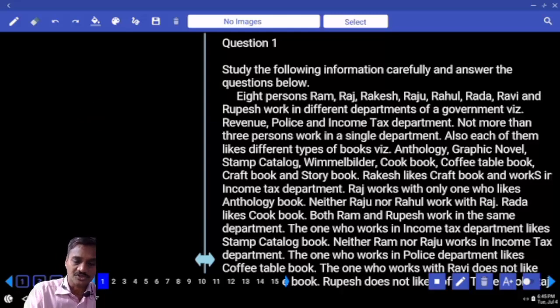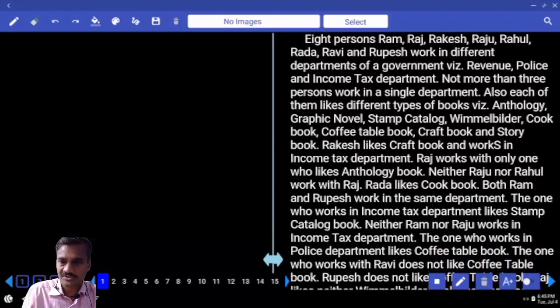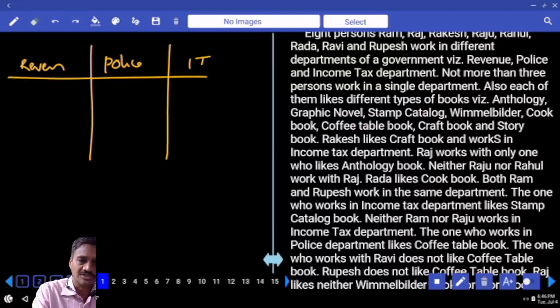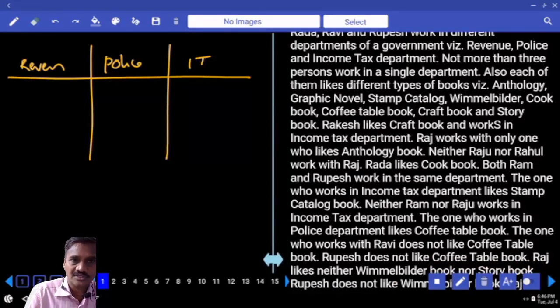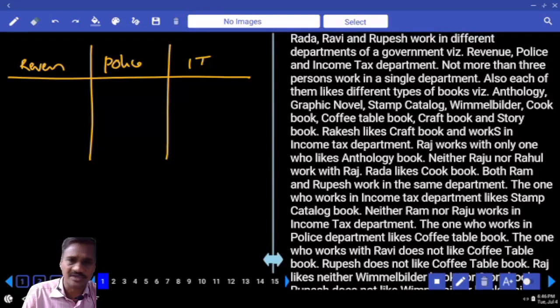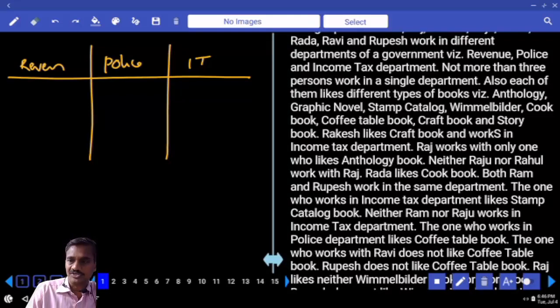Okay. Here there are 8 persons working in 3 different departments. What are those 3 departments? Revenue, police and IT. These 8 persons are working in these three departments. Not more than 3 persons work in a single department. That means not more than 3. What is the possibility we have? 3, 3 and at least 2 persons in the other. If you have 1 person in any one, then in another it must be 4. Not possible. Hence 3, 3, 2 is the possible distribution.